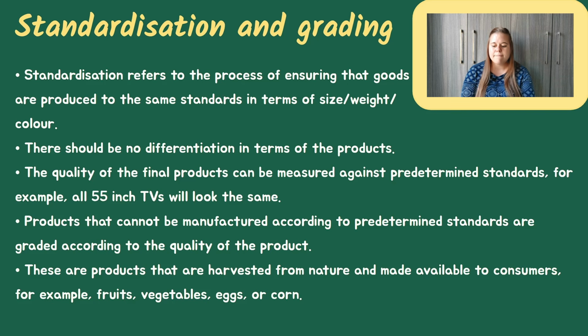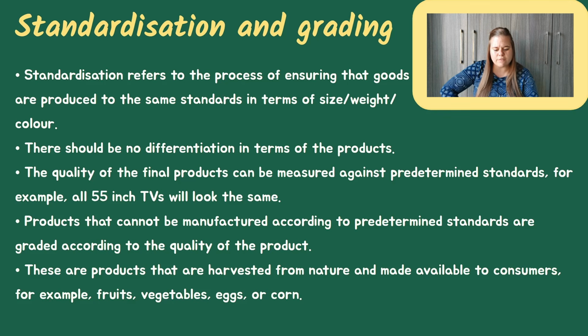All right. The quality of the final products can be measured against the predetermined standards. For example, all 55-inch TVs will look the same. They also need to all be the same size. I can't be buying a 55-inch TV and it's actually 25 inches. Okay, problems there. Products that cannot be manufactured according to predetermined standards are graded according to the quality of the product. Okay, this example is coming next.